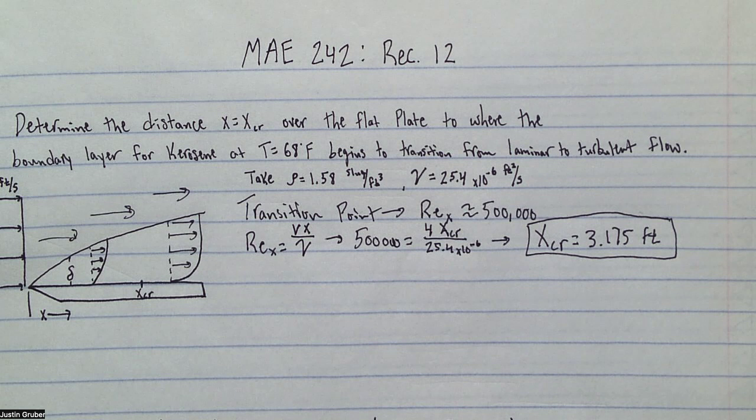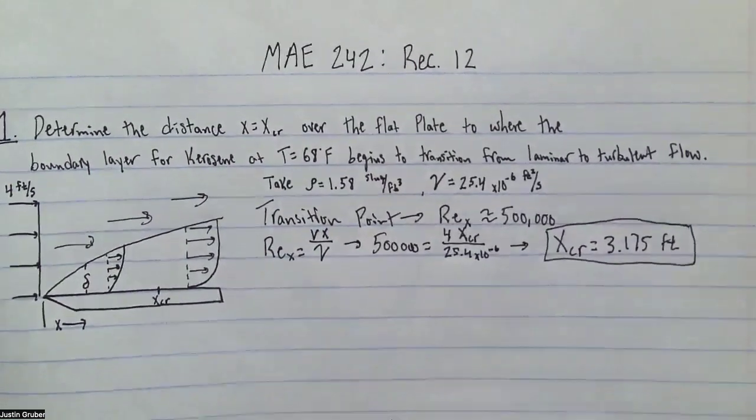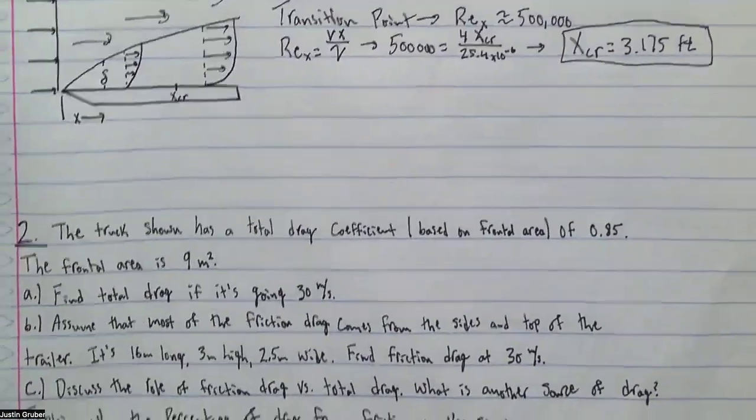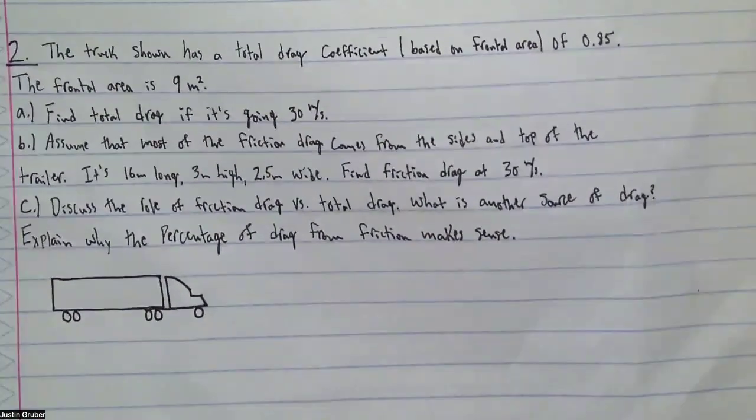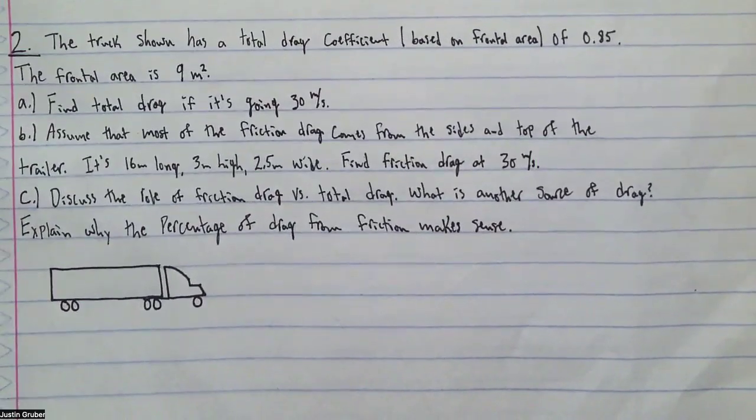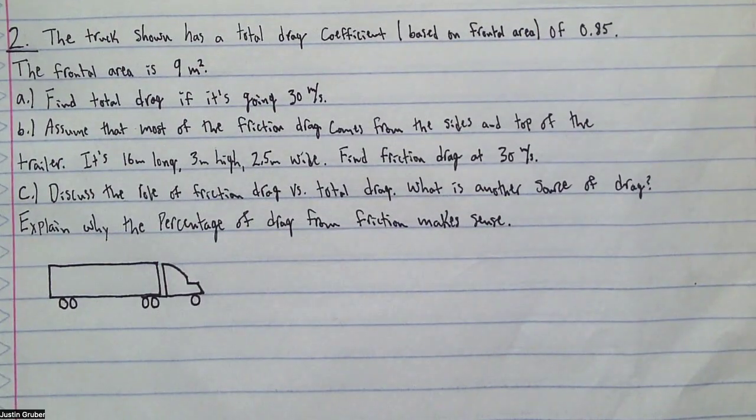Cool. All right, in that case, let's move on to question 2, which is slightly more involved. So here's problem 2, okay? We've got the chart shown has the total drag coefficient based on frontal area of 0.5. And this one's kind of important. If you guys are talking in the back, I would recommend watching this one a little bit.